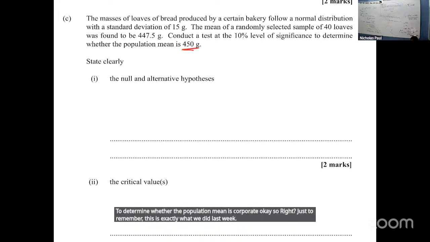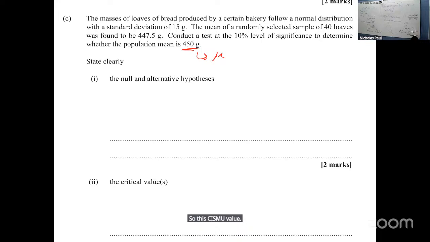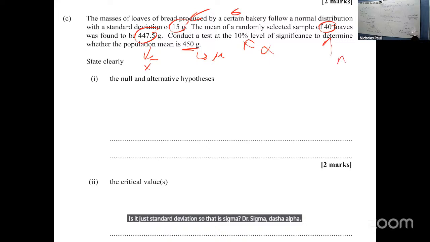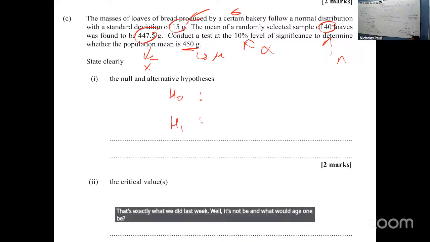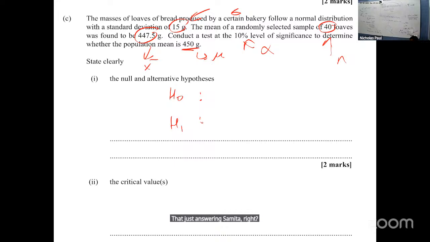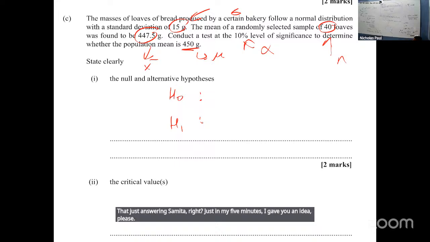So this here is the mu value. This is the X bar value. This is the standard deviation, so that is sigma. That's the alpha. And that's the n. Okay, so that's exactly what we did last week. What would the H0 be and what would the H1 be? Let's just answer this and be done. What is the H0 and the H1, Ravisha?